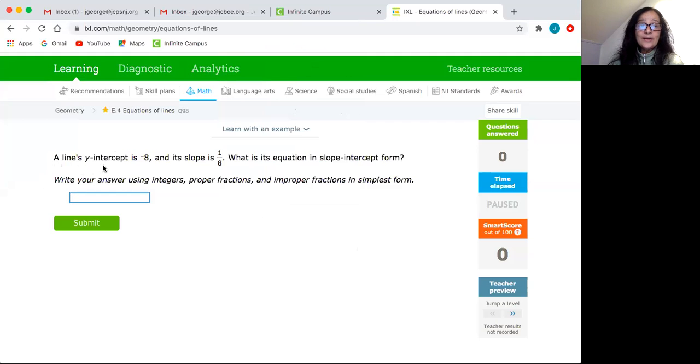A line's y-intercept is -8 and its slope is 1/8. What is the equation in slope-intercept form? Slope-intercept form is what? y equals mx plus b. Okay, so b is the y-intercept, where the graph touches the y-axis, exactly at what point. Okay, so the y-intercept is -8, so plus -8, or instead of plus negative you can just say -8.